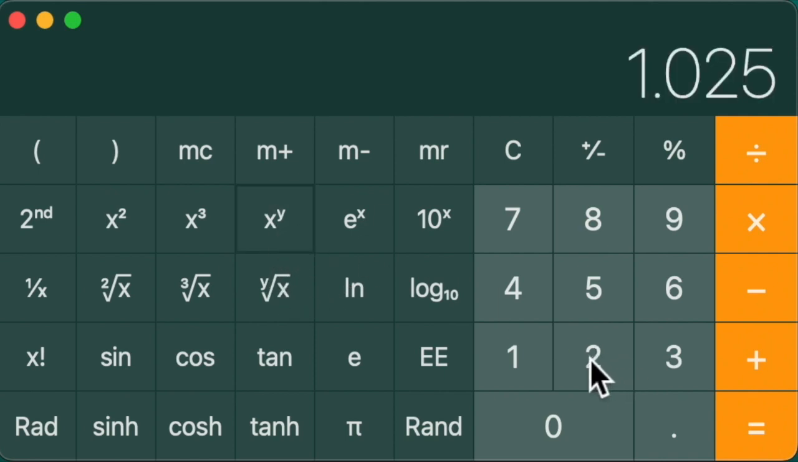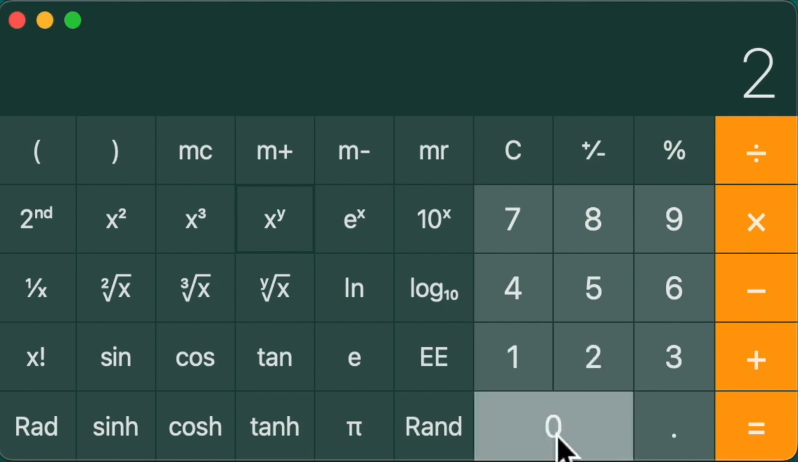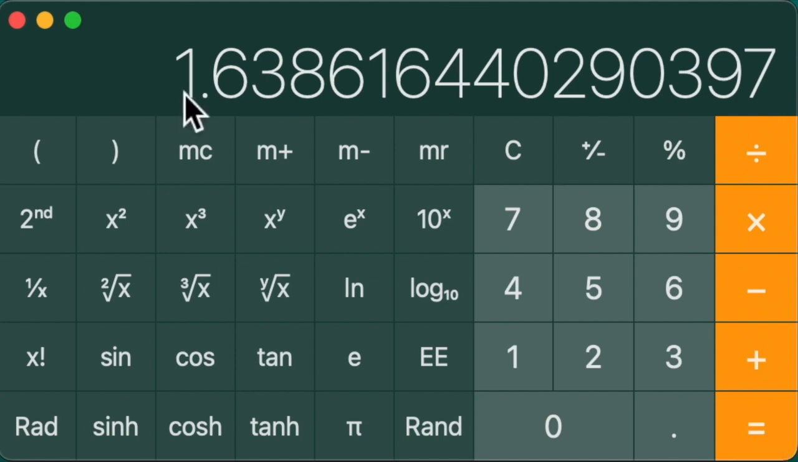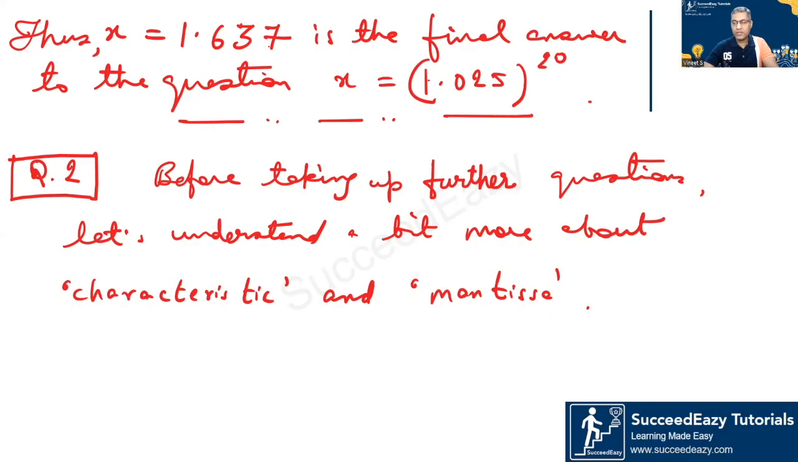So what do I get? 1.638616 and so on. So 1.638 I pick up, look over here, 1.638, and the answer that we got using log was 1.637, right? So it is pretty darn close, isn't it?